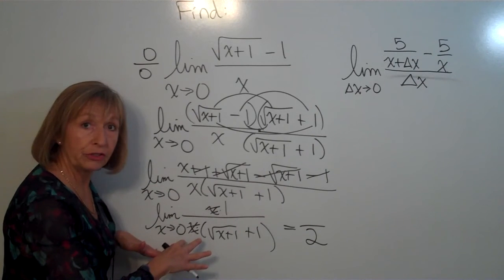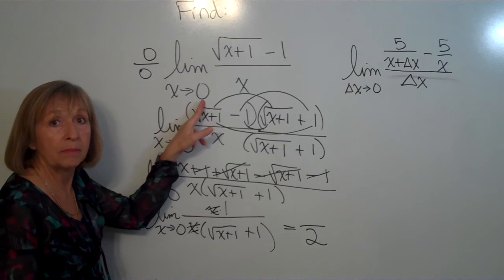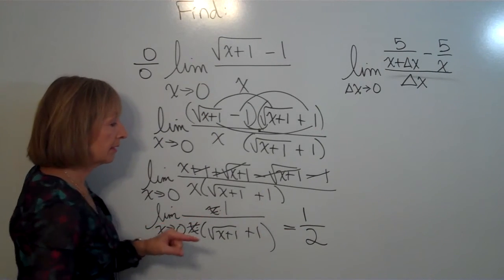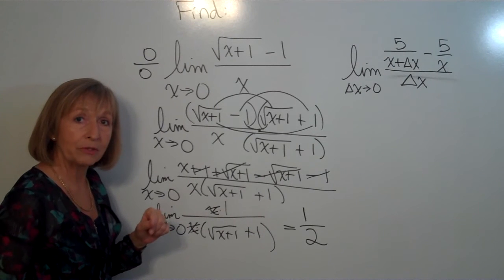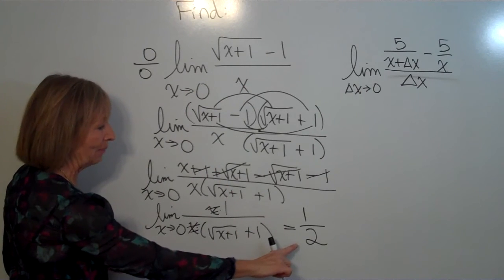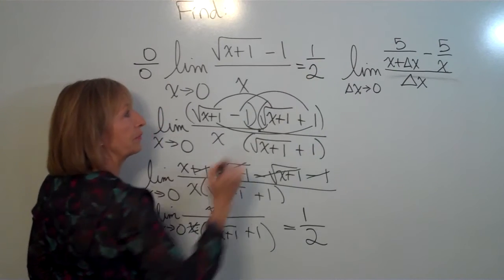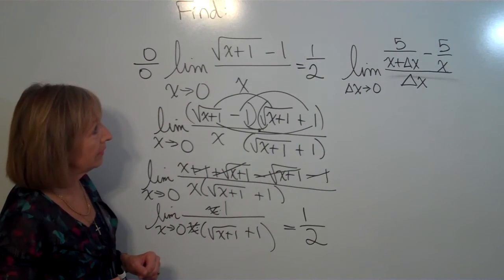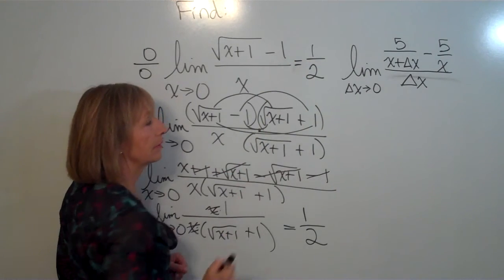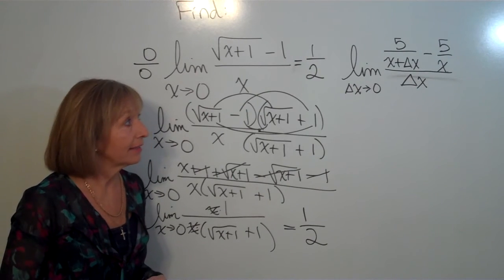So this new function that agrees with that everywhere in an open interval around 0 except at 0 actually does have a limit in the numerator of a 1. In the denominator of 2, my limit comes out to be 1/2. And so the limit of my original function is the same as the limit of that other one that agrees with it everywhere except at 0. So 1/2 is my limit.